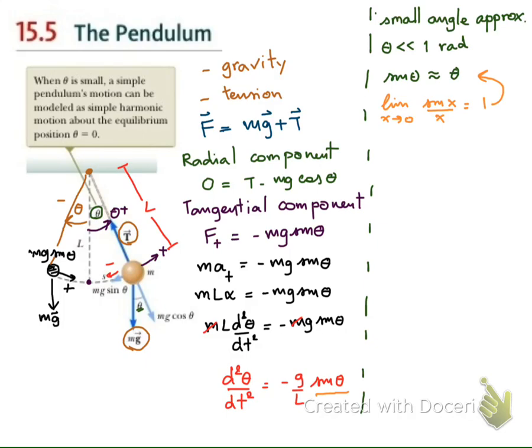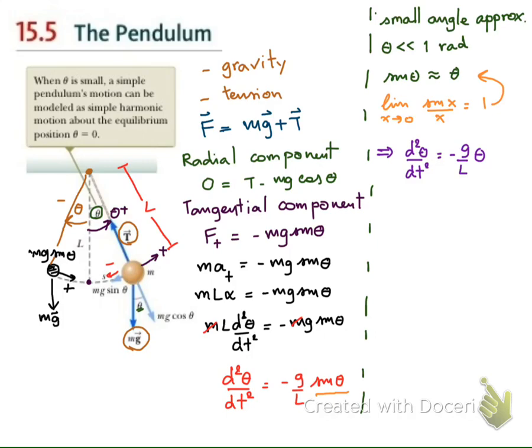So if we put this into the equation of motion, we will have that d square theta by dt square is equal to minus g over L theta. Under the small angle approximation, we have d square theta by dt square is equal to minus g over L theta.